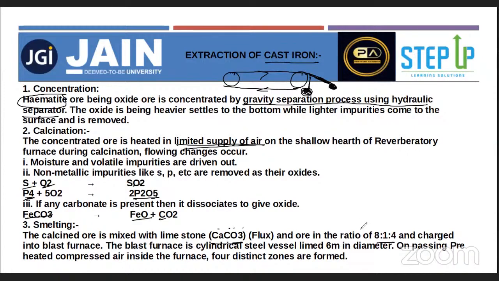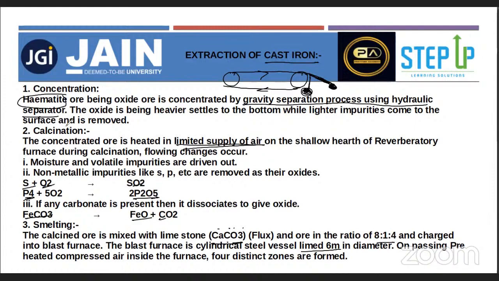I have taken the ore, that is the oxide, and CaCO3, and it is charged into the blast furnace. The blast furnace is a cylindrical steel vessel, lined, 6 meters in diameter. This is not important, so when you're reading it, you can read it. What is important is that the ore is hematite. Why are we doing calcination here? Because we have hematite ore, which is an iron oxide. There, the ore was sulfide with sulfur present as a non-metal. Here oxide is present, so we are doing calcination.